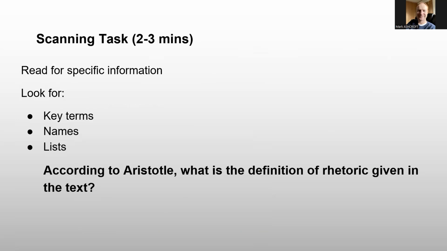Now, today we're not going to read the chapter, but in the classroom you would have read the chapter and you would have a few minutes to find this information in the chapter. According to Aristotle, what is the definition of rhetoric given in the text? I know you can't see the text, but let's look at Aristotle's definition and let's see if it's similar to your definition.